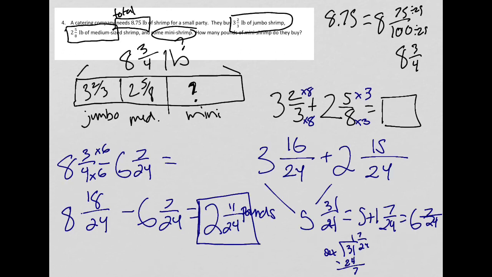Okay, here's my answer. I got 2 11/24 pounds of shrimp that he's going to need from his mini shrimp. When I added my jumbo and medium together, I got 6 7/24. And then I subtracted 6 7/24 from 8 3/4, finding the common denominator of 24 to get 2 11/24. If you have a bigger denominator, just make sure that you simplify it, and you should still end up with the same 11/24.